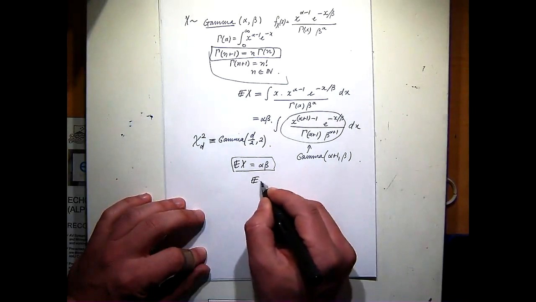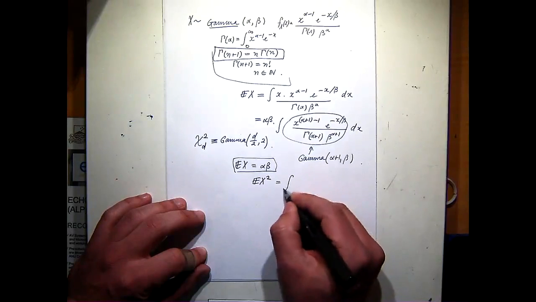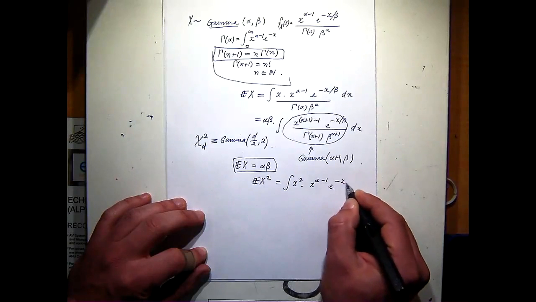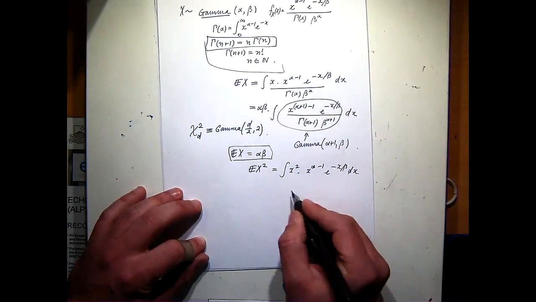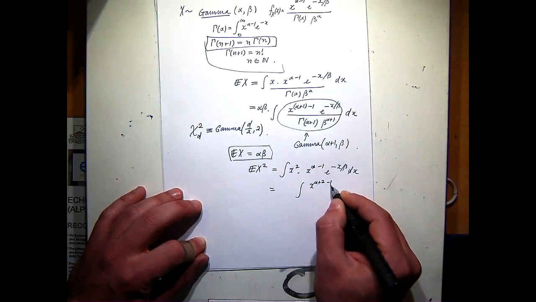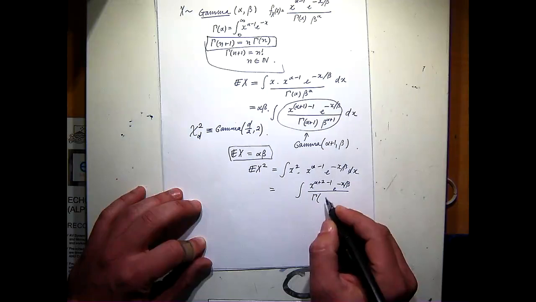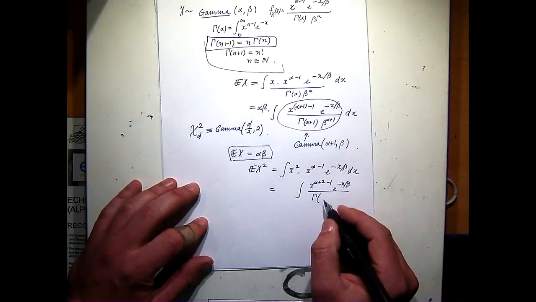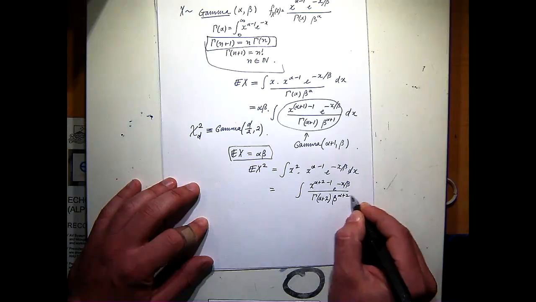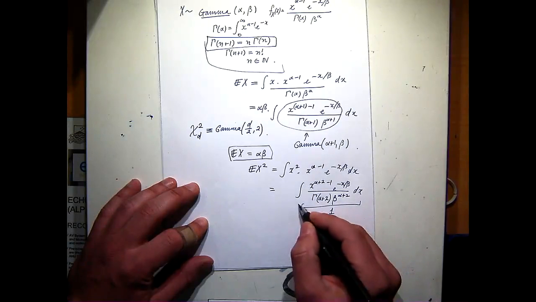Just to cut a long story short, for the expected value of X squared you'd have to do the same business. You'd have to integrate x squared times x to the power alpha minus 1, e to the minus x divided by beta, dx. So it's x to the power alpha plus 2 minus 1, e to the minus x divided by beta, divided by gamma of alpha plus 2, beta to the alpha plus 2, dx. Now, of course, this integral, once again, is equal to 1.